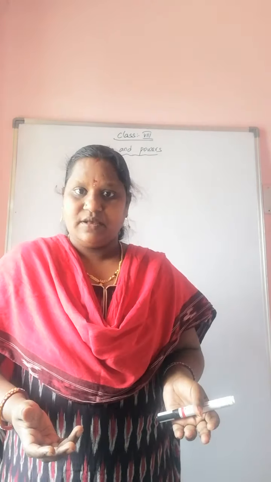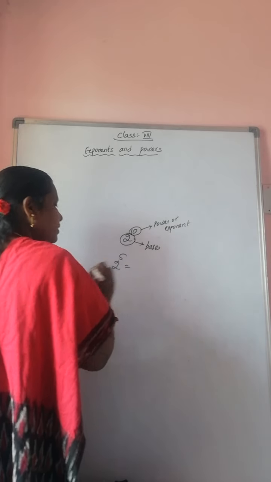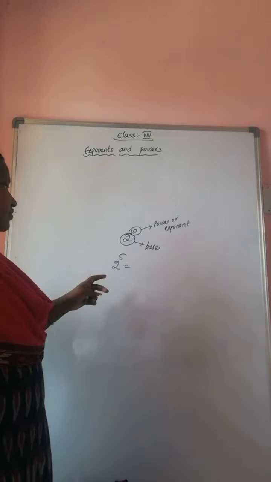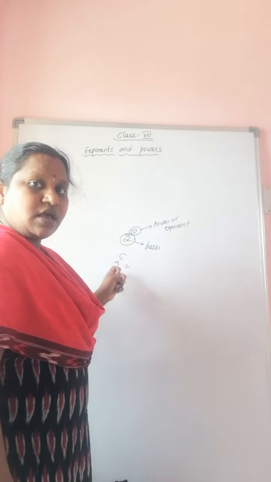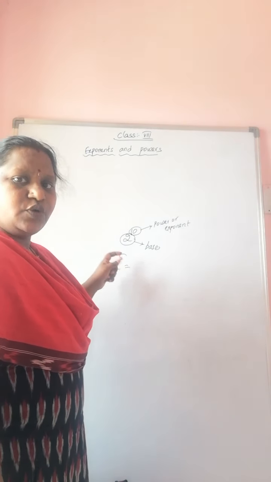Now we'll learn what an exponent is and what a base is. So 2 power 10 is there. In 2 power 10, what is 2? Here the 2 is nothing but the base, and this 10 is the power or exponent. For example, 2 power 5. How can we read this? As 2 raised to the power of 5, or simply 2 power 5.